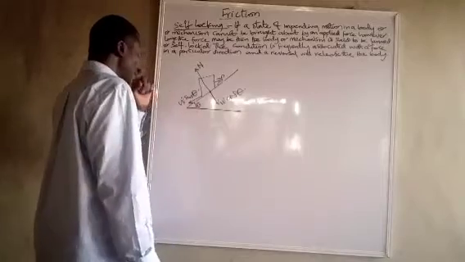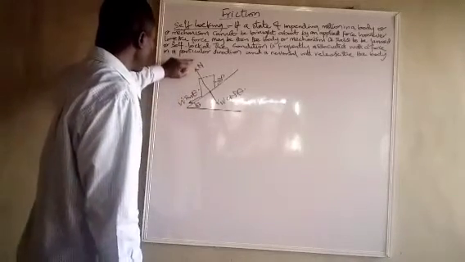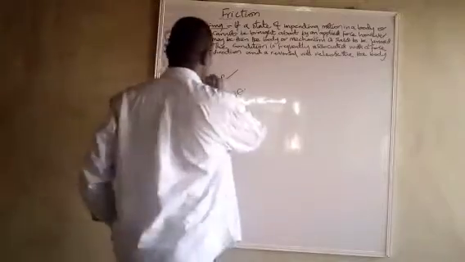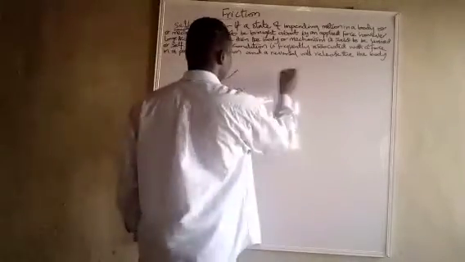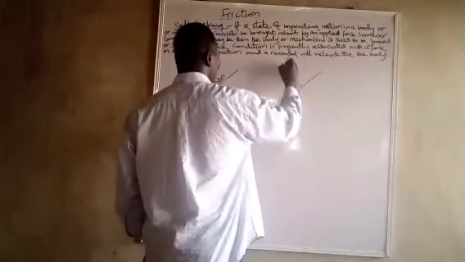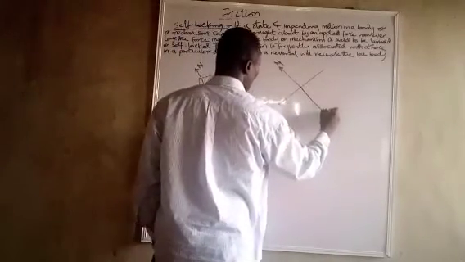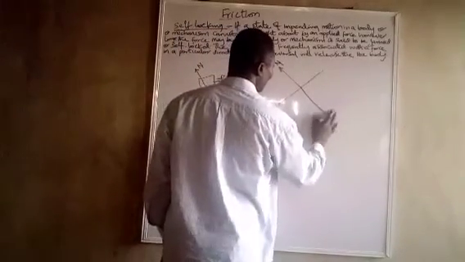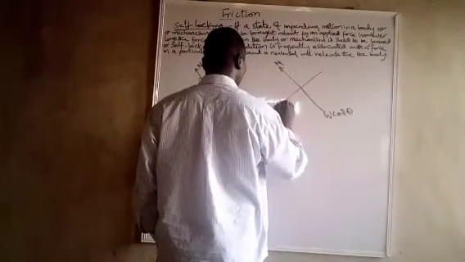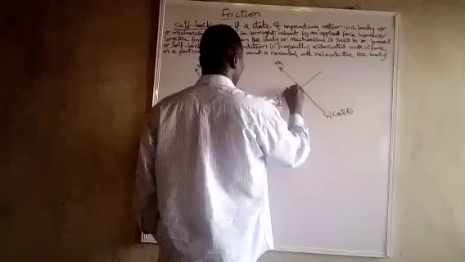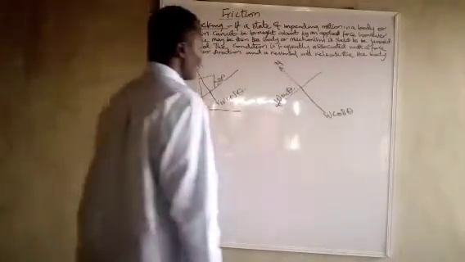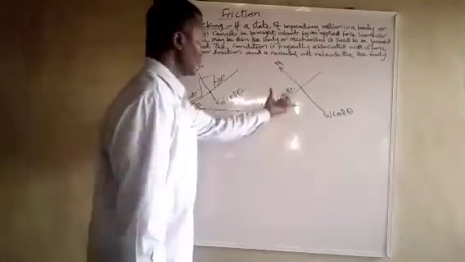Now, as we have it here, there is a relationship between this one and this one, which is the same thing as the relationship between this one and this one. So let's look at it. Along the plane and perpendicular to the plane, we have something like this. We have N, W cos theta, and W sin theta.